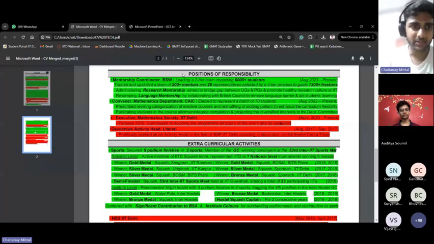So instead of writing 3 to 4 lines for a POR, just write whatever the POR is and then a 1 line description. Next POR, 1 line description, that's fine. Similar for ECs, just whatever ECs you have. Some people have 10 to 15 ECs, some people have 3 to 4 ECs. Whatever the case is, just choose your top 3 to 4 ECs and write them neatly within 3 to 4 lines. That's it. Your analytics and tech CV should not have beyond that. Your main emphasis should be on projects and internships.